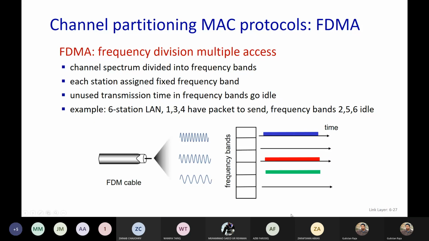This means that the channel spectrum is divided into various frequency bands, and each frequency band is assigned to a station. A fixed frequency band is assigned to each station. Same case here: if a certain node has nothing to send, that frequency band remains idle. So look at the figure, और इस figure को देख के try to understand. You have already studied FDM, so please look at it और इसको जरा समझें.